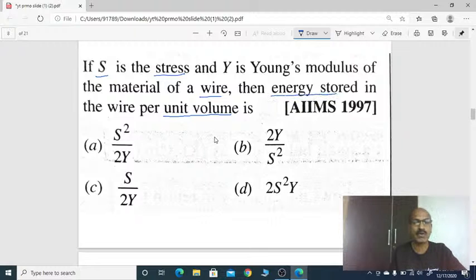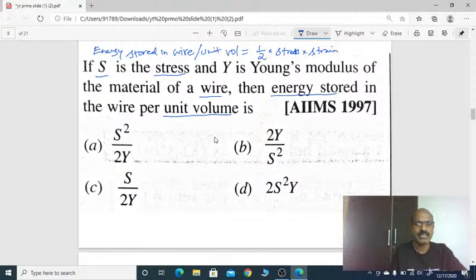The energy stored in a wire per unit volume, we know, equals half into stress into strain. Half into stress into strain, right? That's the formula we know.